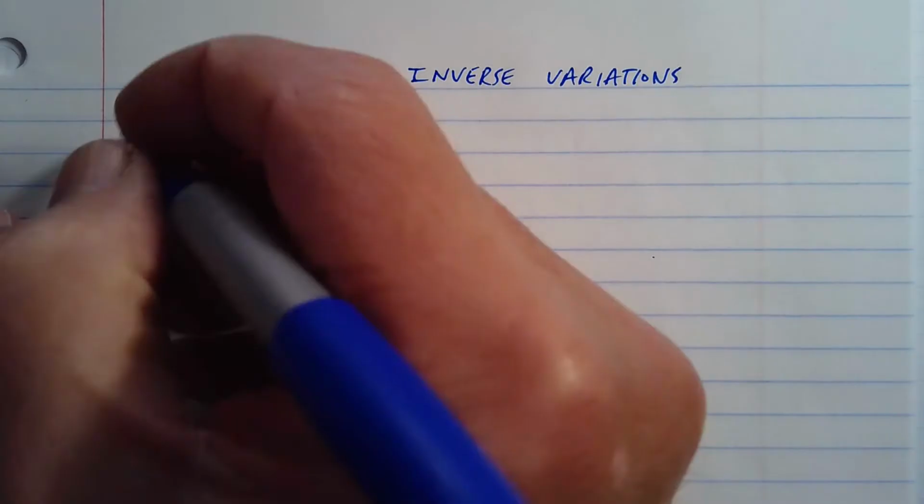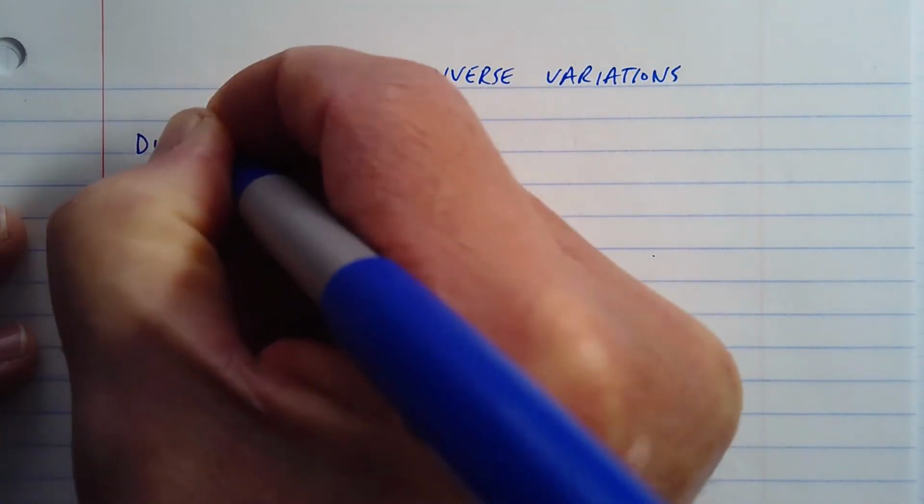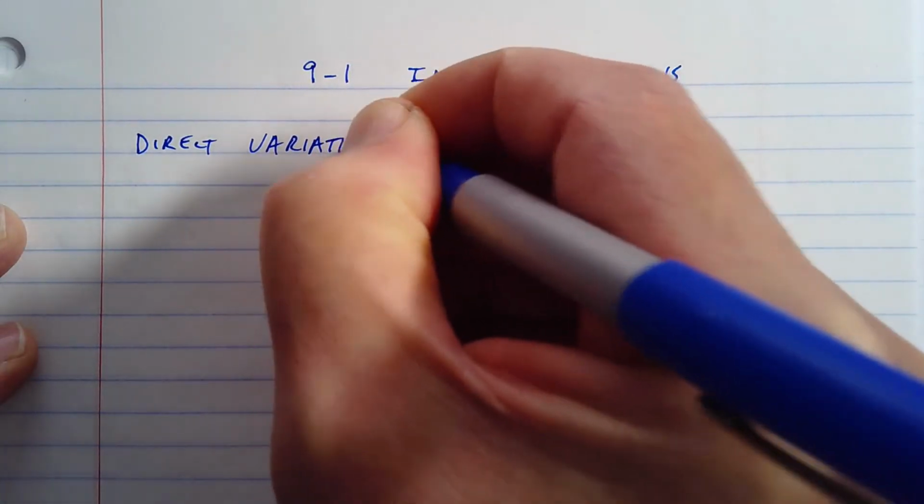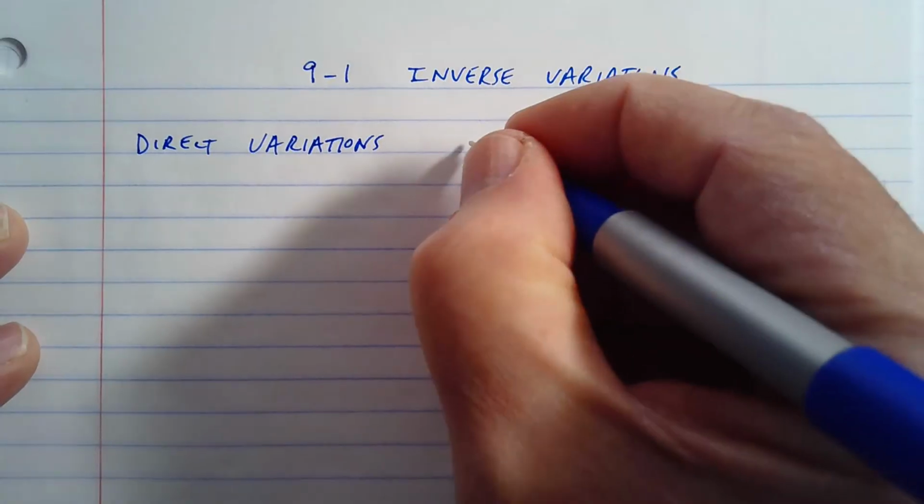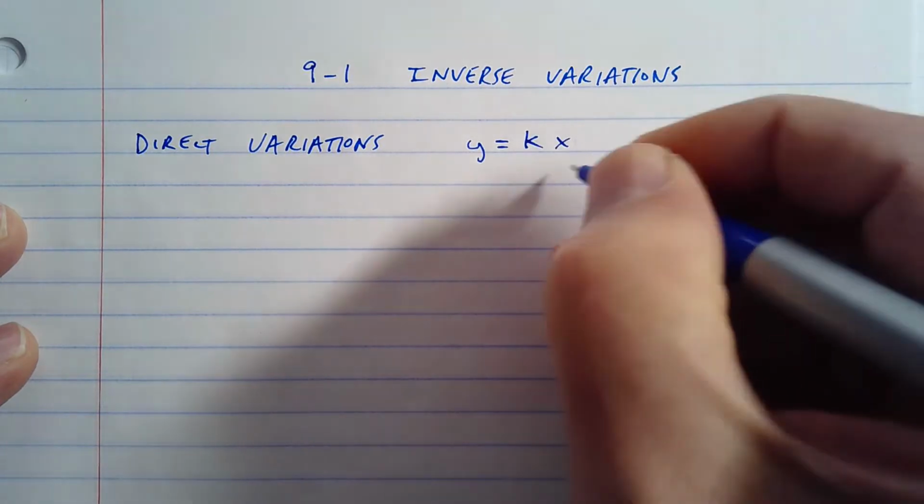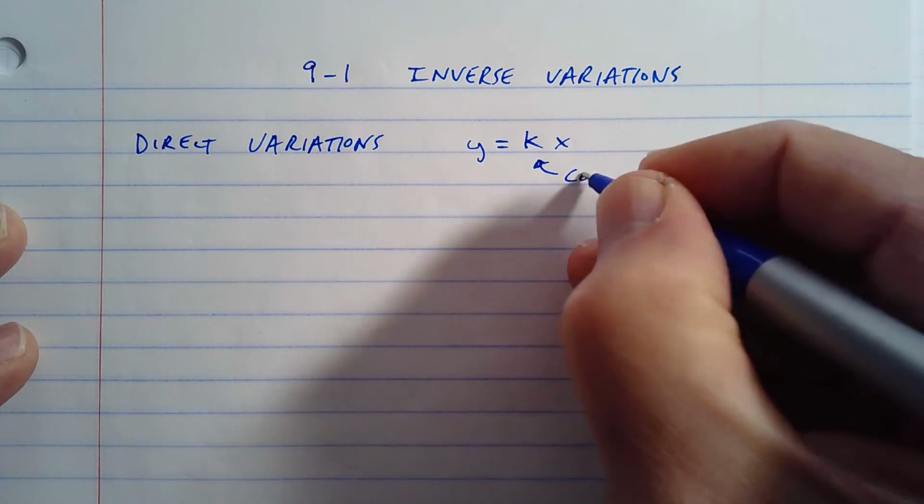Just to remind you, we did do direct variations before. Can you remember the formula for that? The little equation? It's y equals kx, where k is my constant of variation.